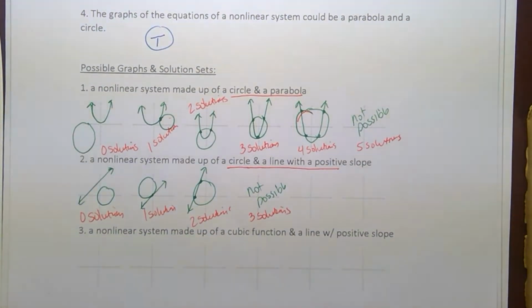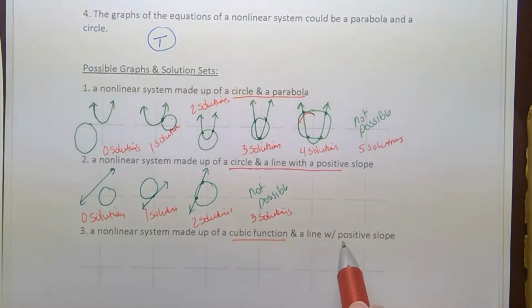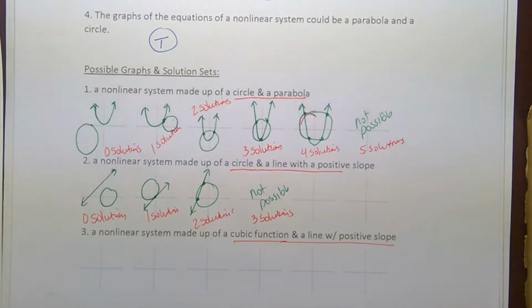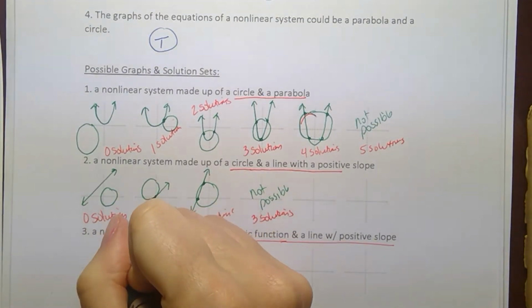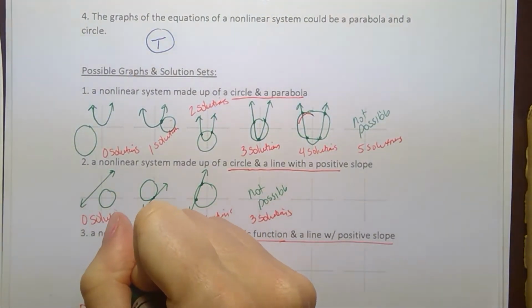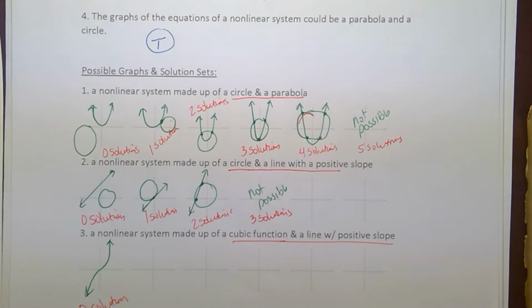Okay, number 3, what if I have a nonlinear system made up of a cubic function and a line with a positive slope? A cubic function and a line with a positive slope. Well, can I have 0 solutions? Think about how you could sketch that graph. Let's just do my parent cubic function to start with, and a line with a positive slope. I can make that work.